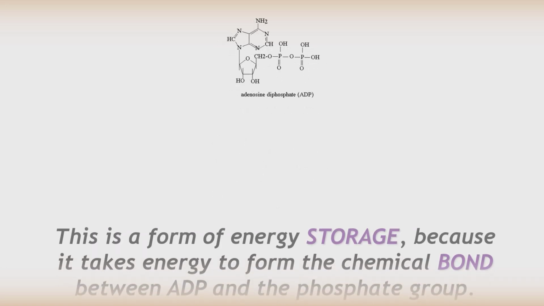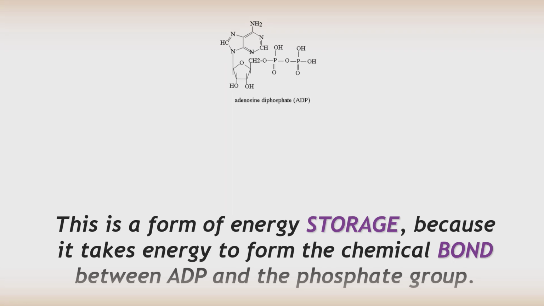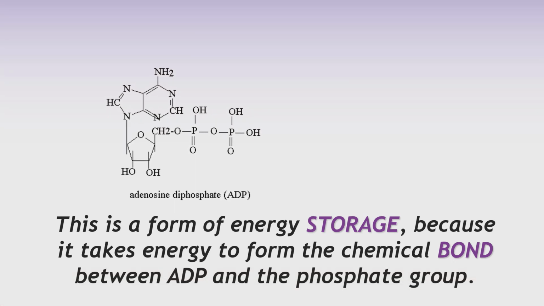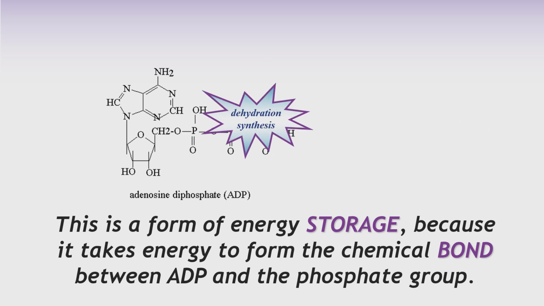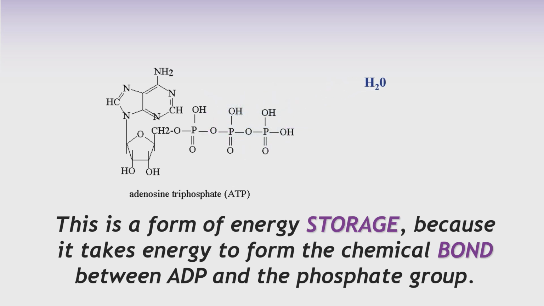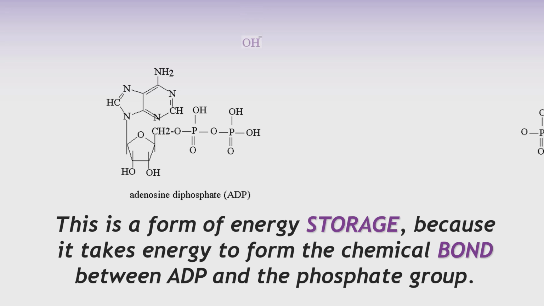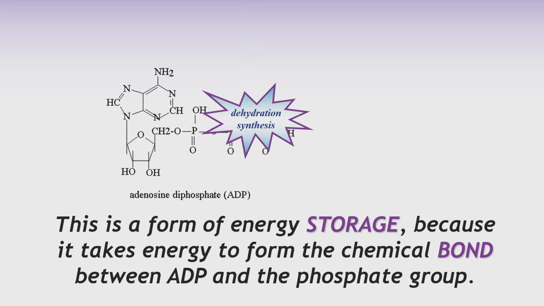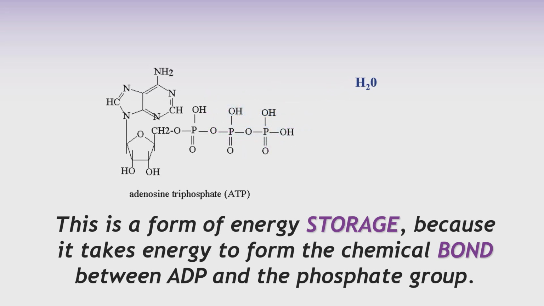This is a form of energy storage because it takes energy to form the chemical bond between ADP and the phosphate group. Let's go ahead and put the two together right now. Dehydration synthesis. We're going to form a chemical bond. How do we do it? We pull out a water. Oh, there it goes. So let's look at that again. Again, we have ADP. We bring here another phosphate group. We pull off the atoms, two hydrogens and an oxygen, which come together to form water. And what's left behind is the chemical bond. And the chemical bond is formed by dehydration synthesis, as previously taught.